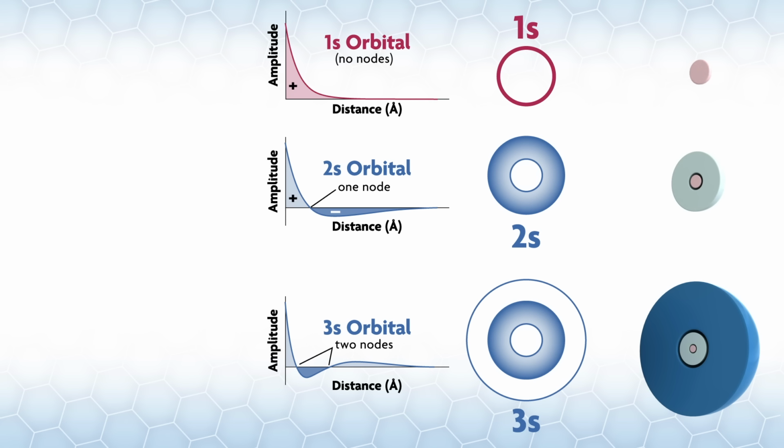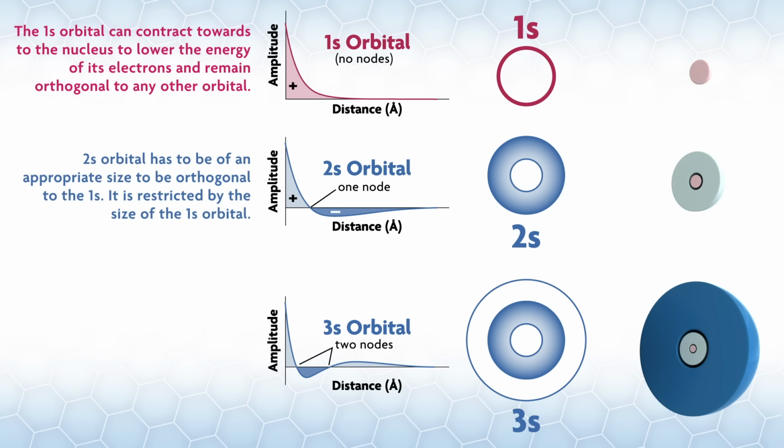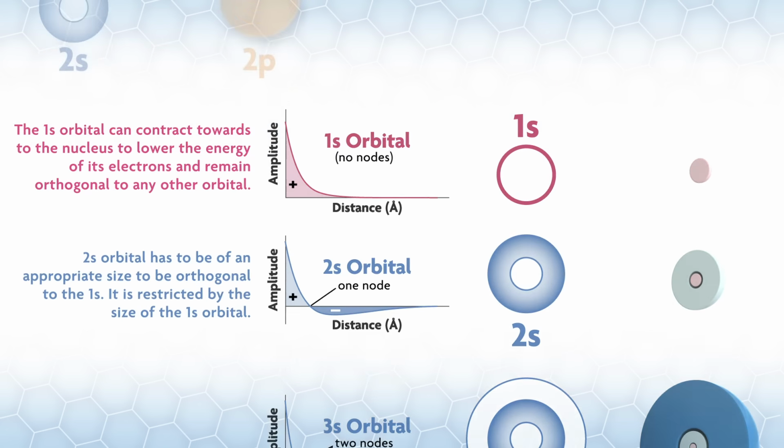The 3s orbital has 2 radial nodes and has to be orthogonal to the 1s and 2s orbitals, and so on. Every new s orbital has another node that has to fit together just right with the other s orbitals. Here's the important bit. The 1s orbital doesn't have to be concerned with being orthogonal to anything. It can contract towards the nucleus to lower the energy of its electrons and remain orthogonal to any other orbital. However, the 2s orbital has to be of the appropriate size to be orthogonal to 1s. It's restricted by the size of the 1s orbital.